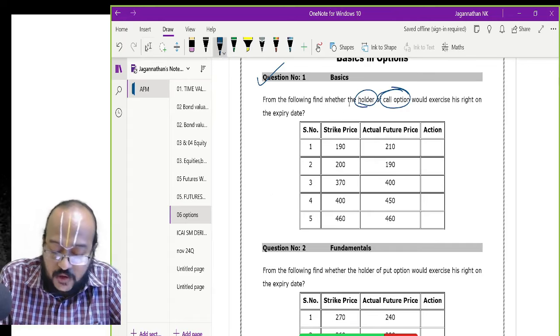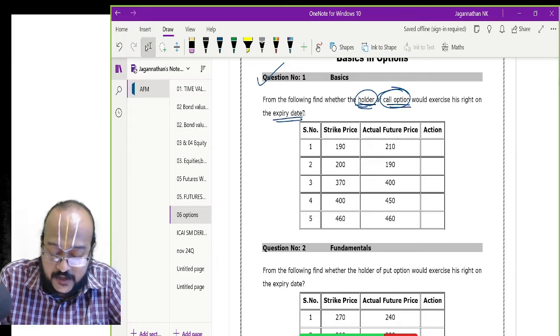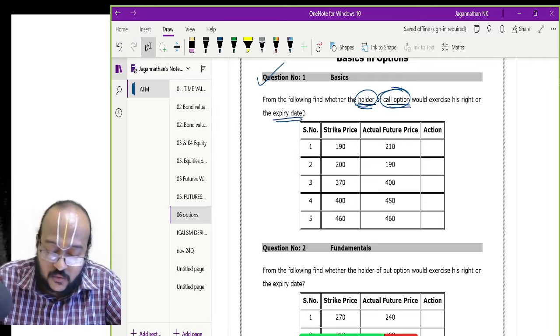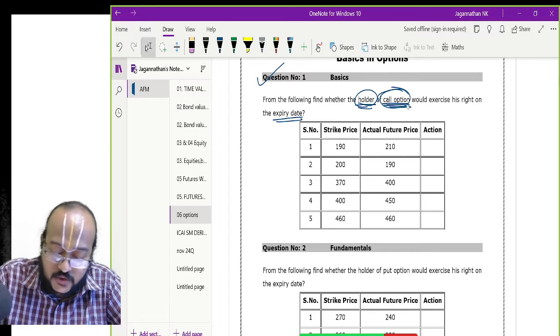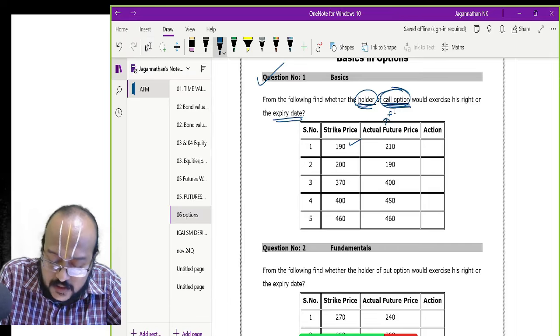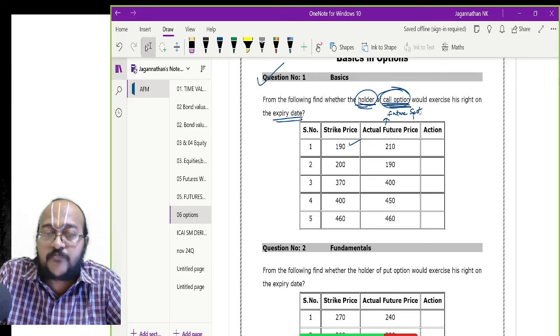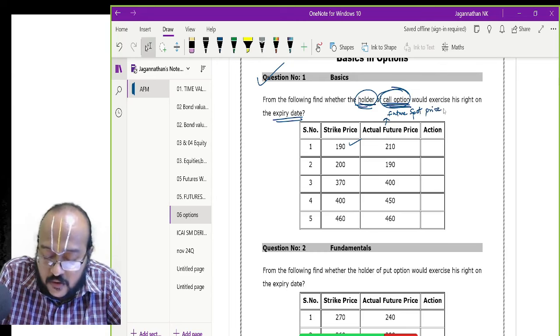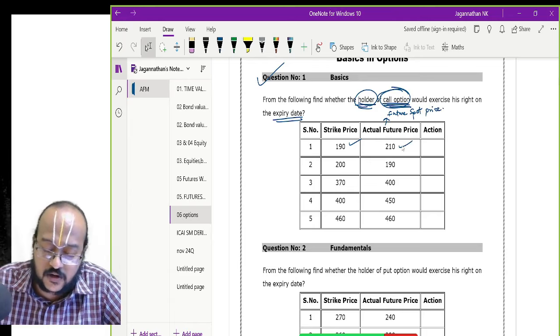From the following, find whether the holder of call option would exercise his right on the expiry date. So who is the person? Holder of call option. So strike price is 190. Future spot price, after 3 months or on the date of maturity, what is the spot price they have given? 210 is there. So what will you do? You are a holder of call option. Will you exercise or not?